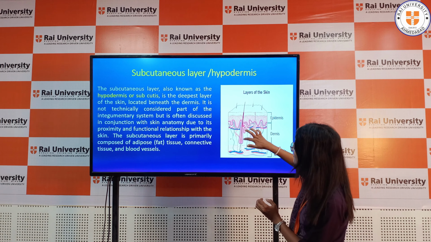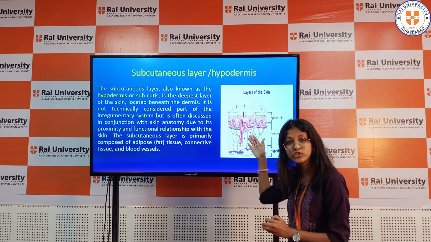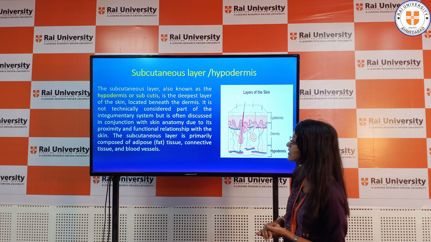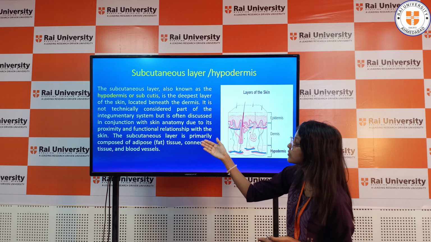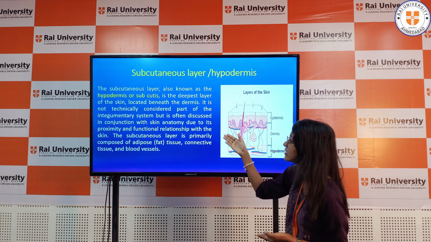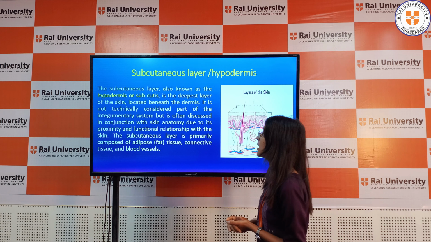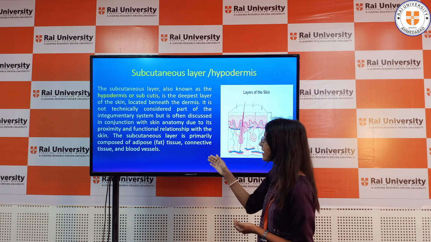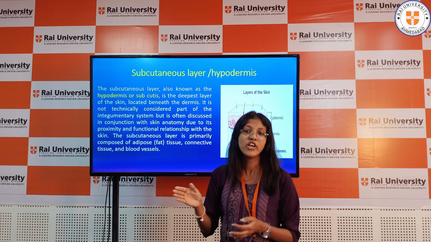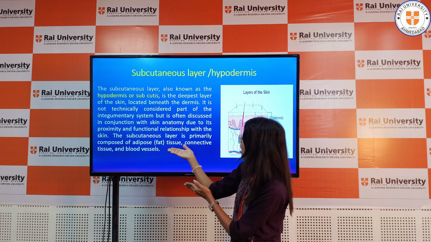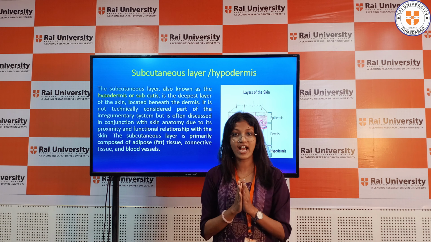Hypodermis is different compared to the remaining two layers, and it is often discussed in conjunction with skin anatomy due to its proximity and functional relation with the skin. The subcutaneous layer is primarily composed of adipose tissue, connective tissue, and blood vessels. So there we can see blood vessels, adipose tissue, and connective tissue.